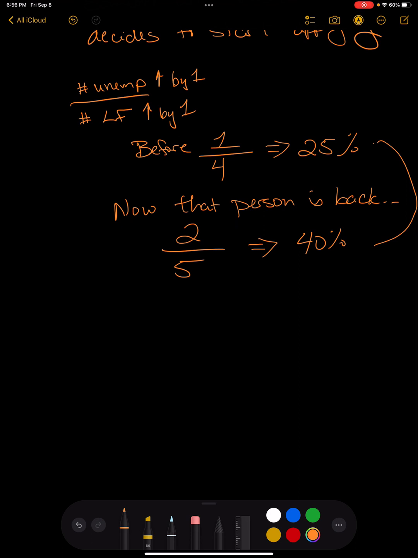Similarly, what if somebody drops out, right? It would be the reverse. If you've got 2 out of 5 that are unemployed, so your unemployment rate is 40, and one of them just gives up, figures they're never going to find a job that they like or that they're qualified for, so they stop, right? Then my unemployment rate is going to go from the 2 out of 5, the 40%, to a 1 out of 4, 25%. My unemployment rate fell, but not for a good reason if it's because somebody just gave up.